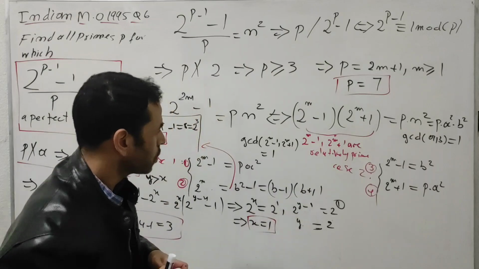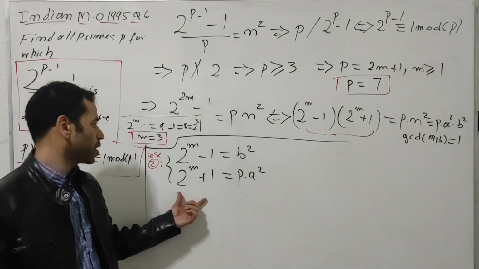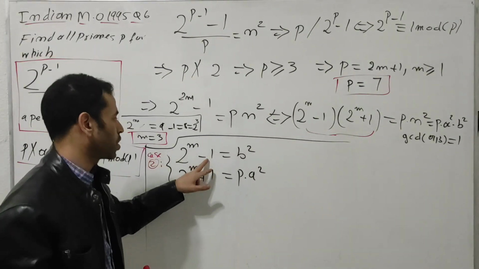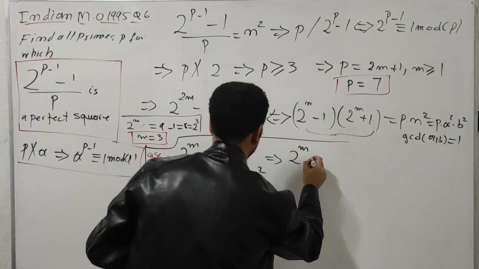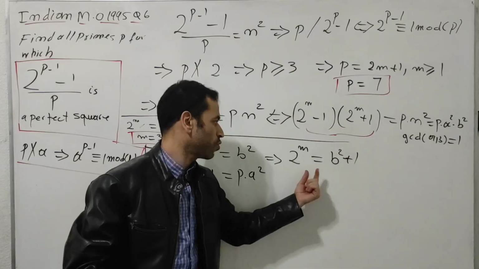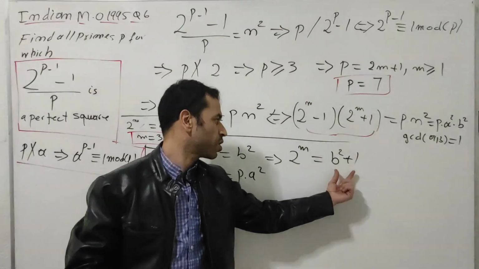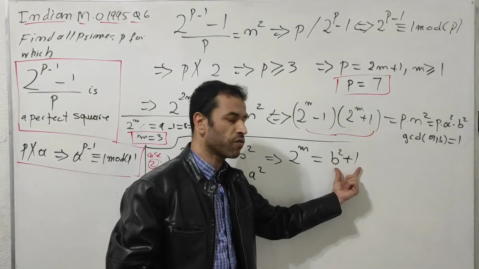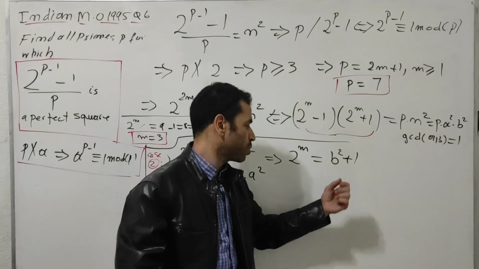Okay, now I'm going to clean up this board and move on to the next case. Now we are in the second case. I'm going to work on the first equation. I'm going to take this minus 1 to the right. I will get 2^m equals b^2 + 1. If you take a look at the left hand side of this equation, it is even. That means the right hand side must be even as well. That means b^2 + 1 is even, so b^2 is odd, which means b is odd.